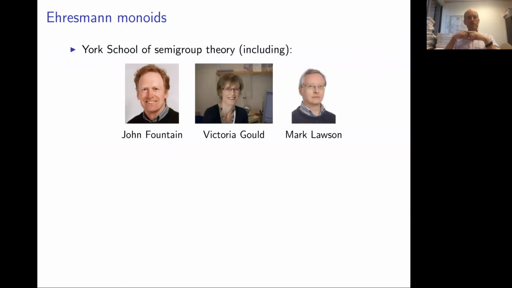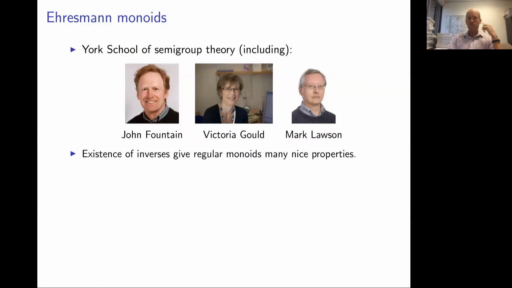This idea goes back to what's commonly called the York School of Semigroup theory. It was started by John Fountain many decades ago and continued by his many students, two of which are Vicky Gould and Mark Lawson, pictured here. John's observation was that a lot of the nice results about regular monoids or regular semigroups held not so much because of inverses existing, but because of corollaries of inverses existing.